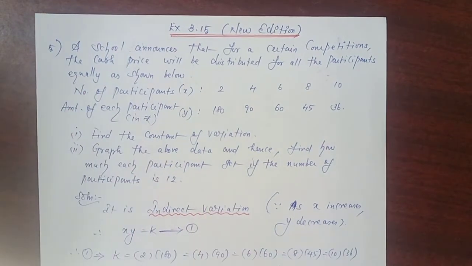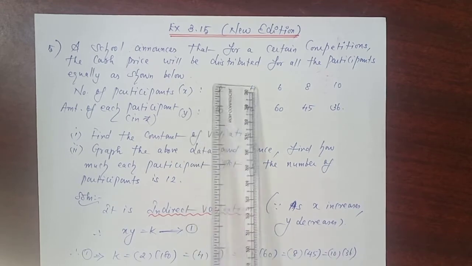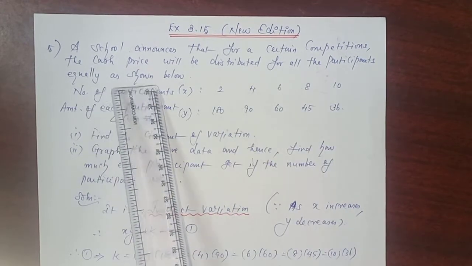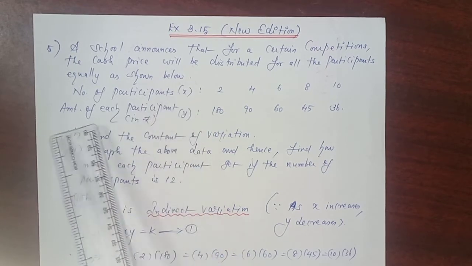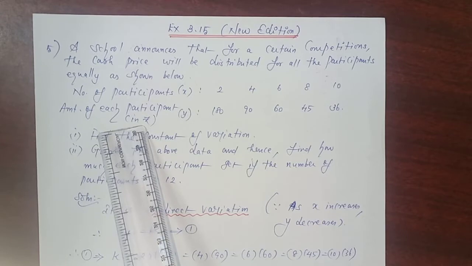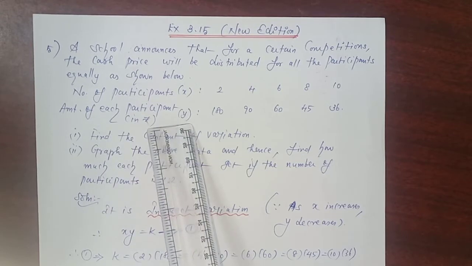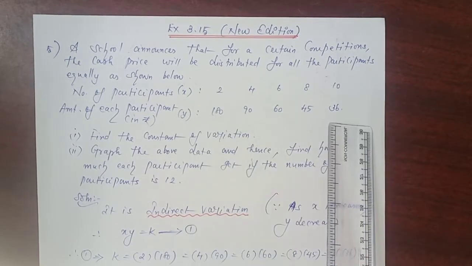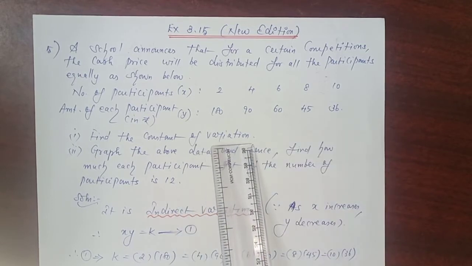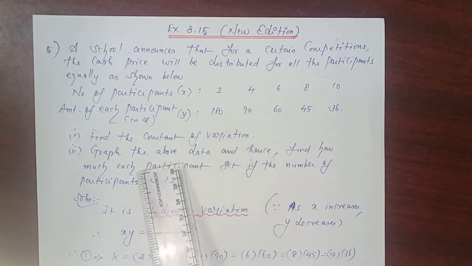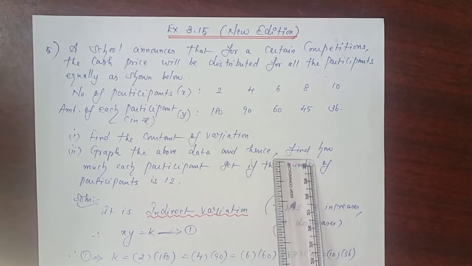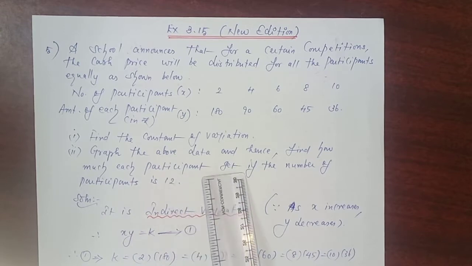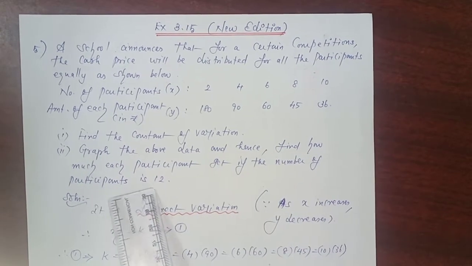The school announces that for a certain competition, the cash prize will be distributed equally among all the participants as shown below. Number of participants, that is X. Amount of each participant in rupees, that is Y. You are given 5 sets of values. Find the constant of variation. Graph the above data and hence, from the graph only, find how much each participant gets if the number of participants is 12.